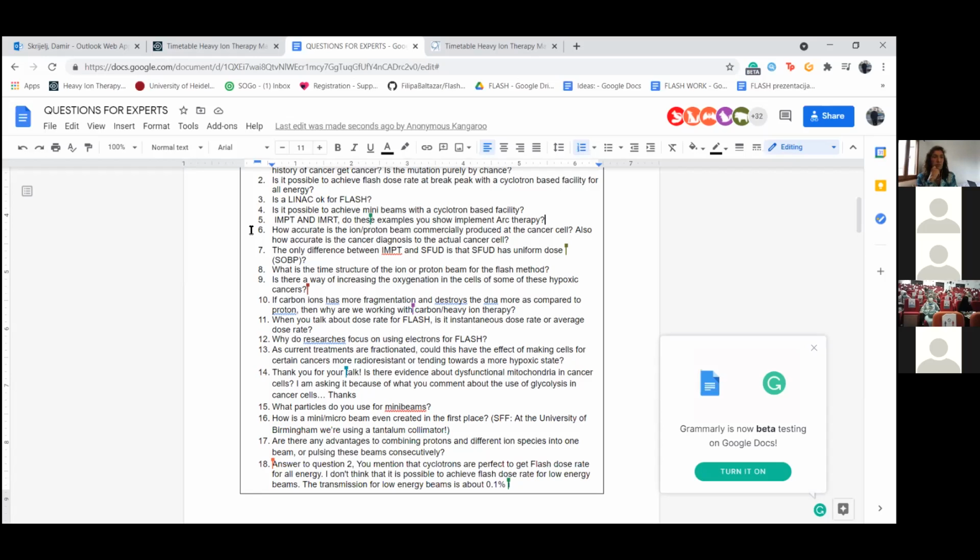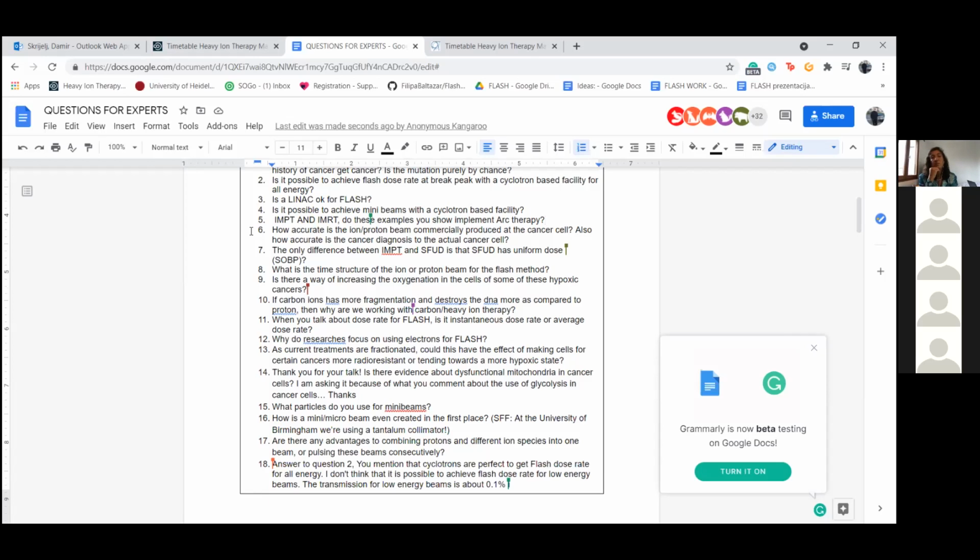So what particles do you use for mini beams? You can use any type of particles. You can use protons, like the studies from Yolanda. You can use X-rays, like the study from Grenoble. You can use very high energy electrons, VHEE. You can use carbon. You can use anything for mini beams. You just have to separate them by a few millimeters. You have to separate the peaks.